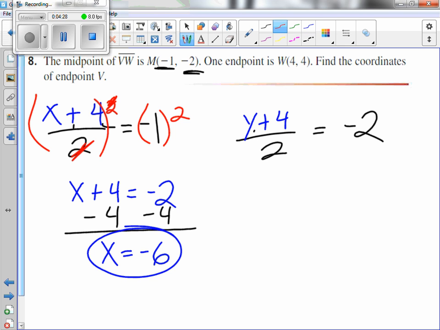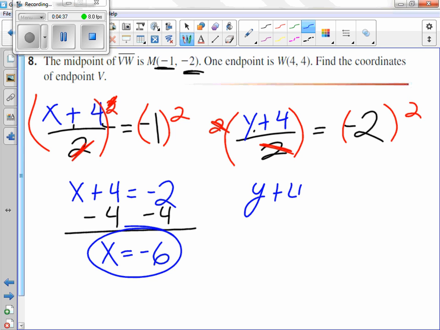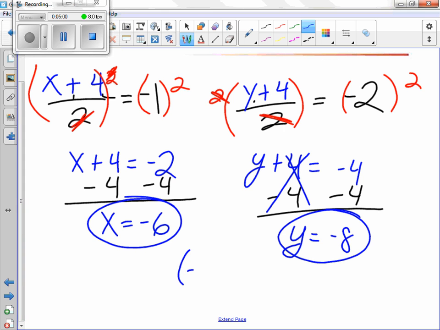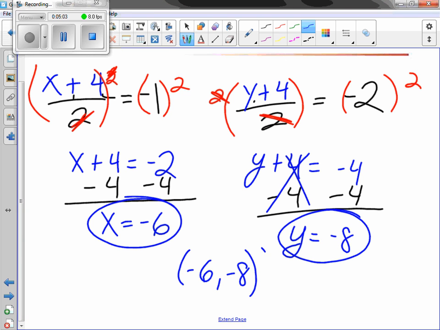Now we're going to do the exact same thing over here with y. So the first thing I'm going to do is I'm going to multiply both sides by 2, because this 2 here and this 2 here cancel, leaving me with y + 4 is equal to, well, -2 times 2 is -4. And the last thing we need to do is get y by itself. So I'm going to subtract 4 from both sides. And when I subtract 4 from both sides, I'm left with y is equal to, well, these cancel. -4 minus 4 is -8. So the other endpoint is (-6, -8).